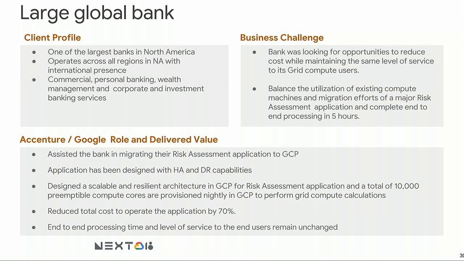The next example that I'll talk about is a large global bank. Basically, that bank operates in North America and has a global presence. The problem statement was they wanted to migrate a risk application that was taking about 5 hours to process, with a significant amount of cost being spent on the horsepower required to figure out all this risk and all of these calculations that needed to happen.